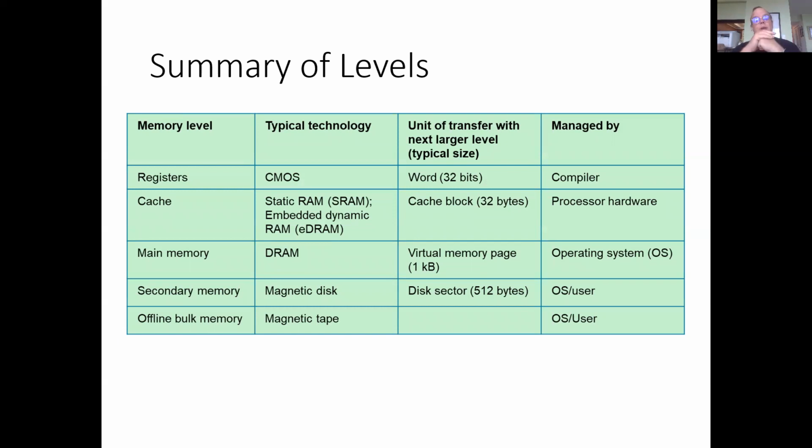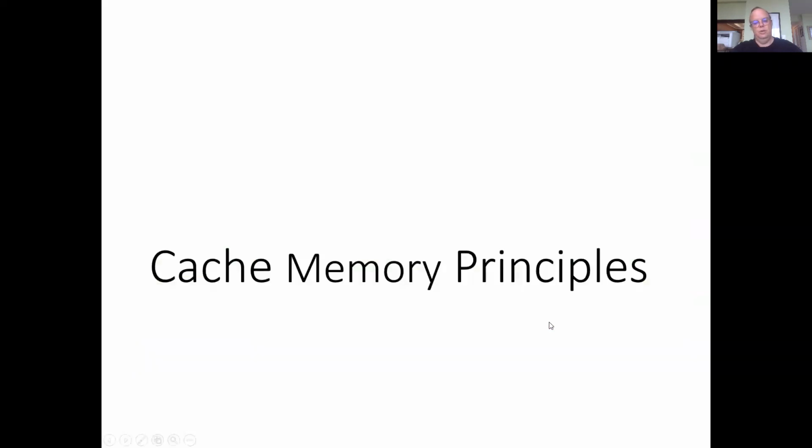Secondary memory is your magnetic disk, your hard disk, whose disk sector is 512 bytes, and it's managed by the operating system and the user. And then offline bulk memory is the magnetic tape, and the unit of transfer they don't list here, but that's managed by the OS and user.